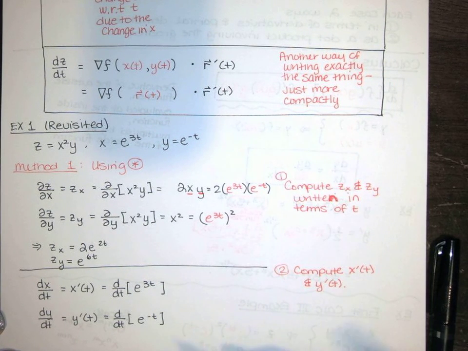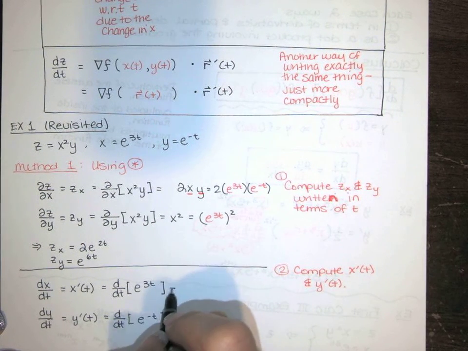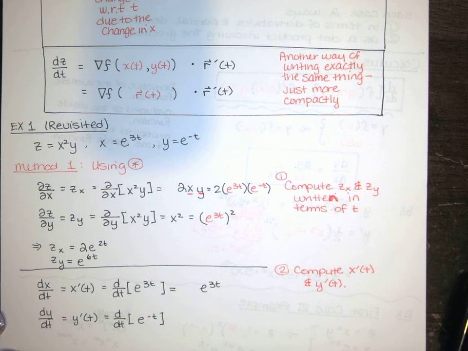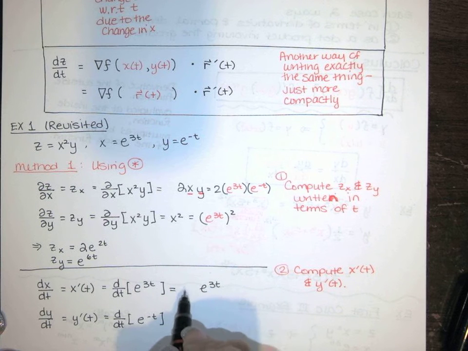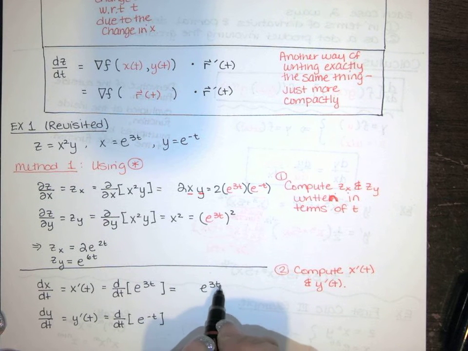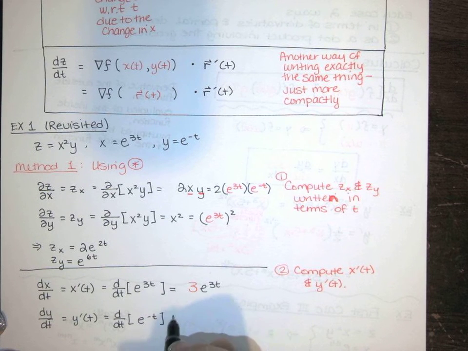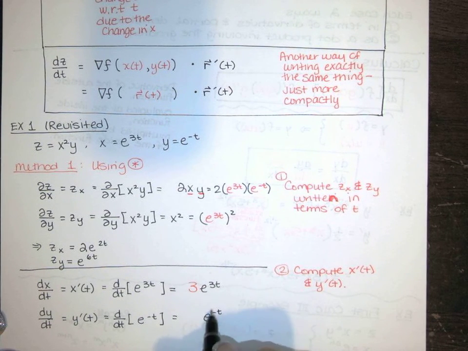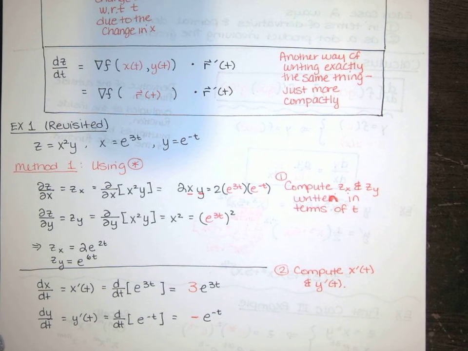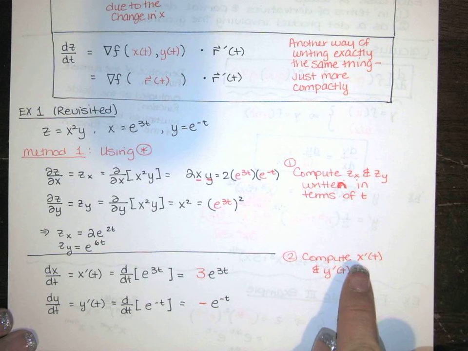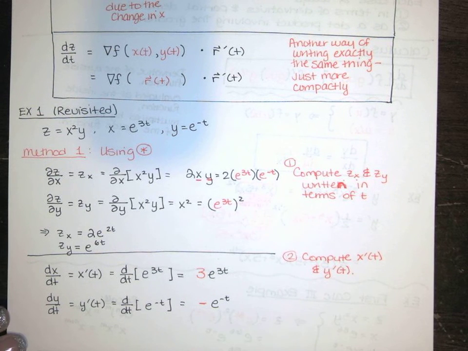The derivative of e to some power is e to that power times the derivative of the inside by the chain rule. It's not 3t, the derivative of 3t. The derivative of the inside is a 3. Derivative of e to the negative t is e to the negative t times the derivative of the inside. The derivative of negative t is negative 1. Okay? So we computed x prime and y prime. We computed those two partials, and now we want to put them all together.